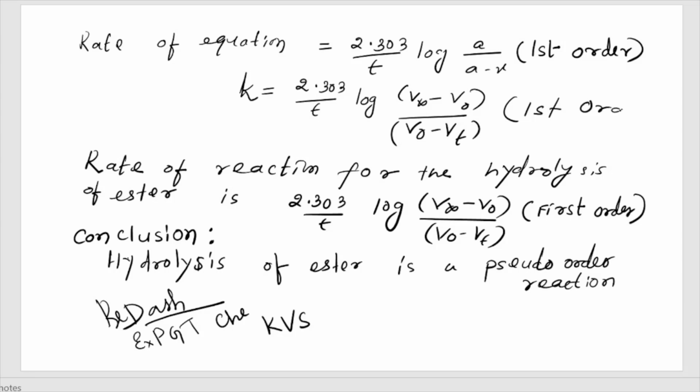So here this is the hydrolysis of ester, and it is a pseudo first order reaction. Here the rate of reaction for hydrolysis, again I have written the formula: k equals 2.303 by t log, this one. So hydrolysis of ester is a pseudo first order reaction. You should write pseudo first order. I hope it is clear. Hydrolysis of ester is a little bit complicated, but the formula is very easy, and you should remember it. The values should be given in the question. Try to read two or three times, then it will be easy.